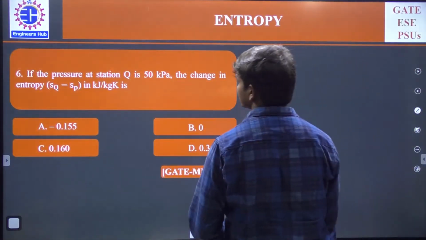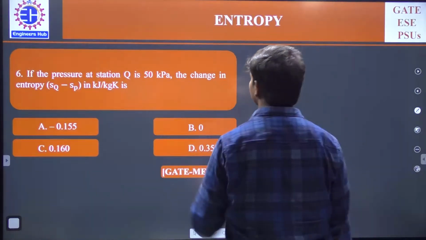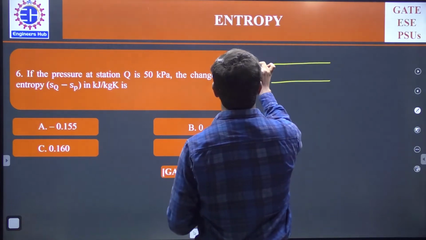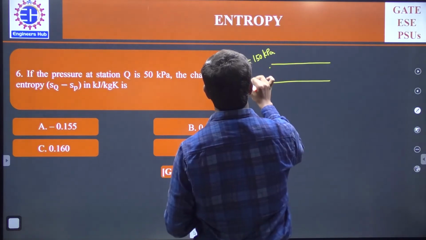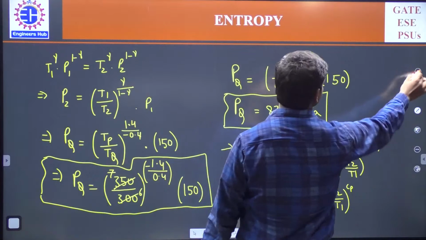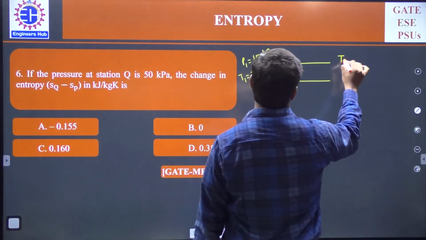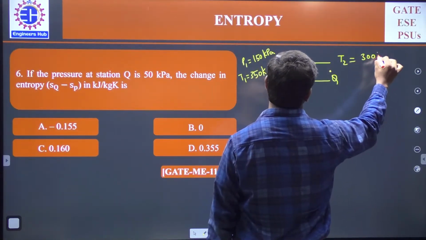This is the question. If the pressure at station Q is 50 kPa, find the change in entropy SQ minus SP. This time they have given P1 equal to 150 kPa. The temperature at P is 350 Kelvin, and here at station Q, the temperature is 300 Kelvin.